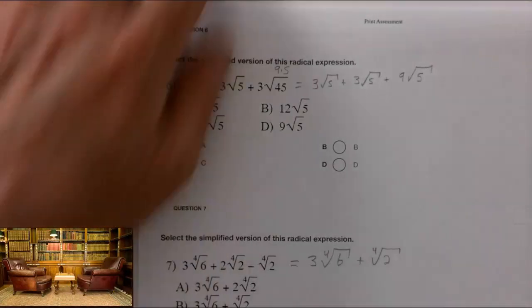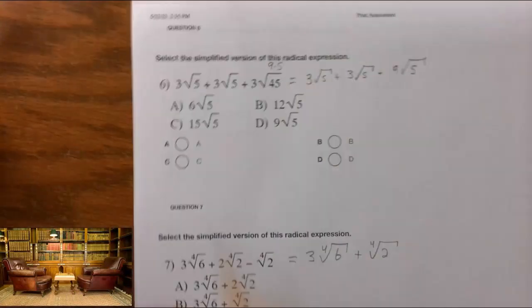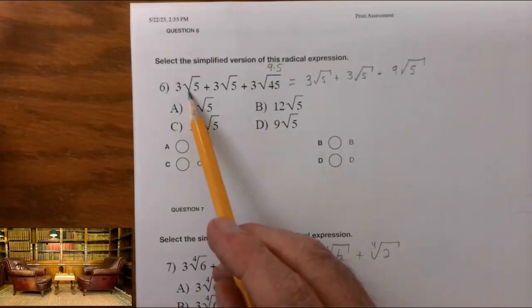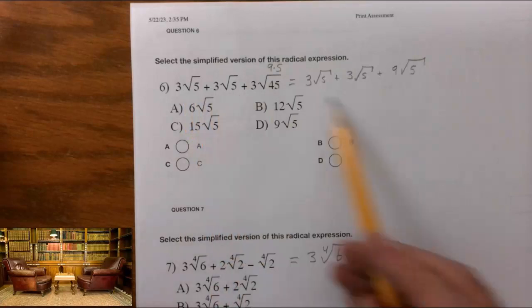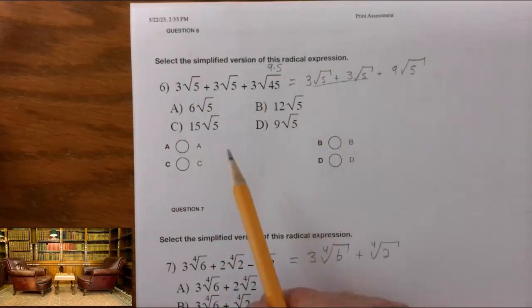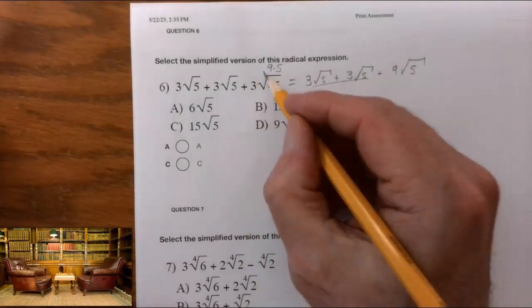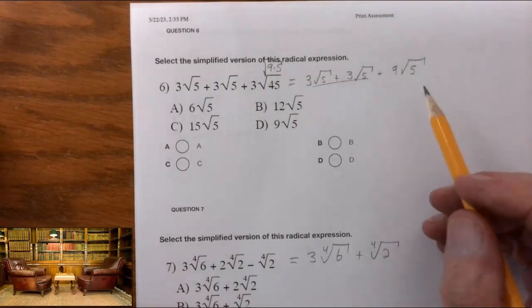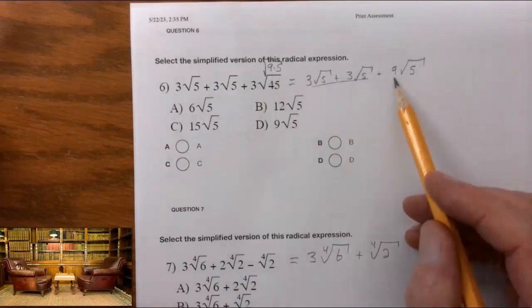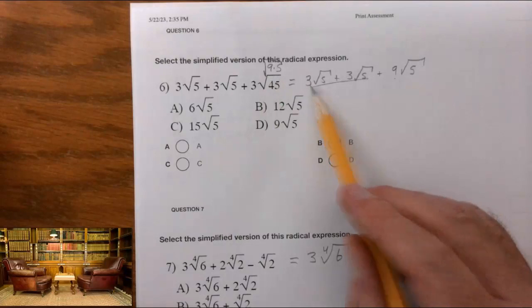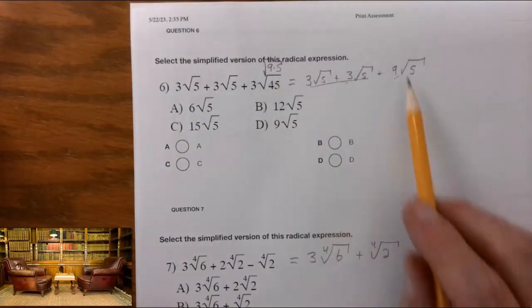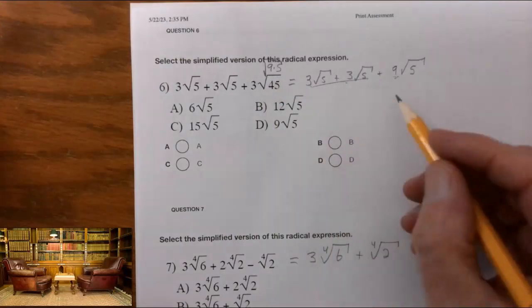All right, number 6. Again, 3 square roots of 5 plus 3 more square roots of 5. All right, they're right there. That's 6 of them. All right, but 45 is 9 times 5. The square root of 9 is 3. 3 times 3 is 9. That's where that comes from. So there's 6 and 9 more. How many is that? 6 plus 9.